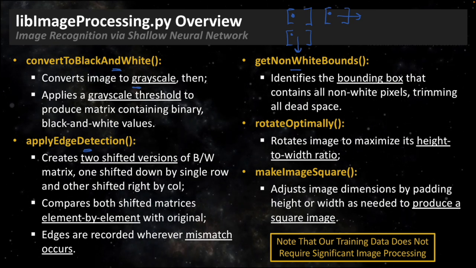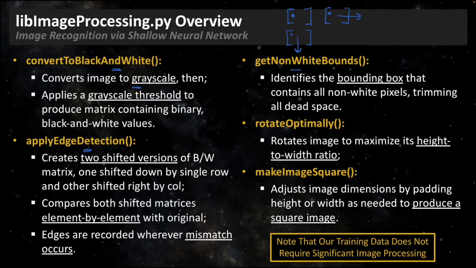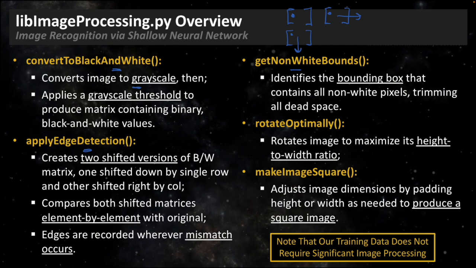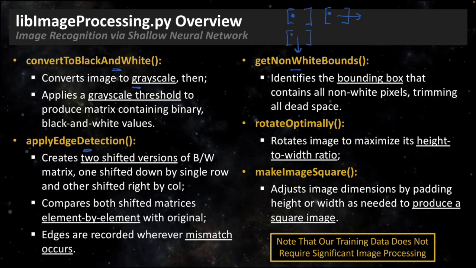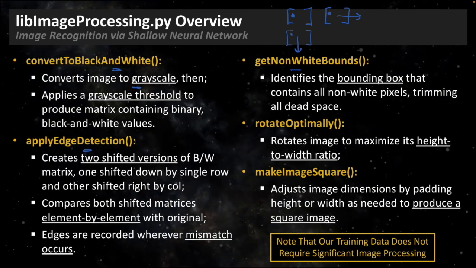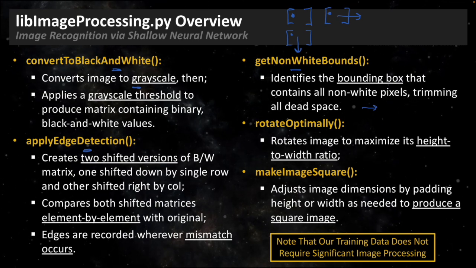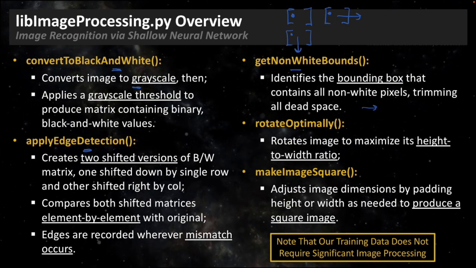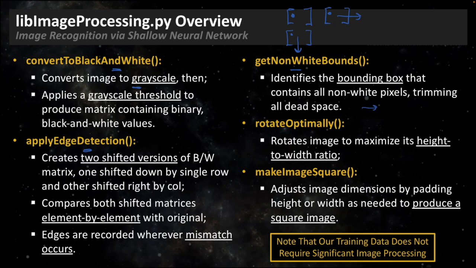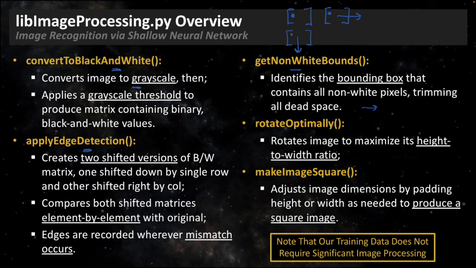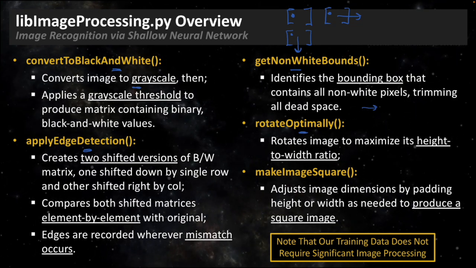We then have get non-white boundaries. It identifies the bounding box that contains all the non-white pixels and trims all the dead space. This is not super efficient. It essentially uses a search going from the beginning to the end of each row, looking for the first box that contains a non-white pixel and the last box that contains a non-white pixel. We then rotate optimally. This also is not super efficient.